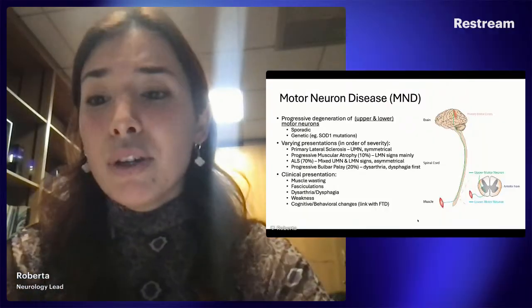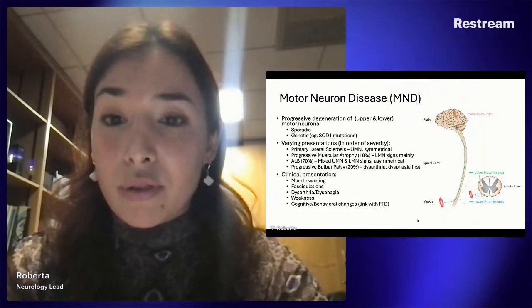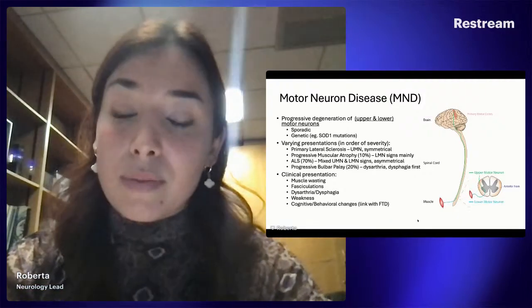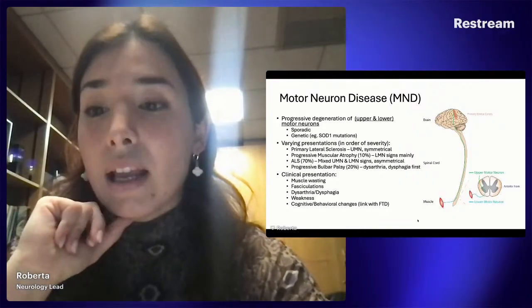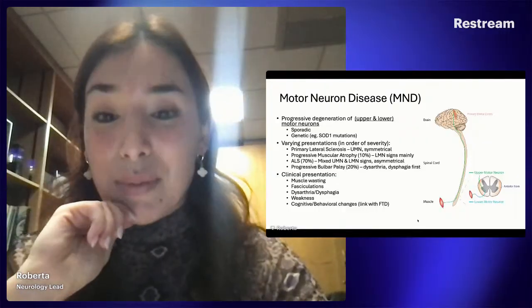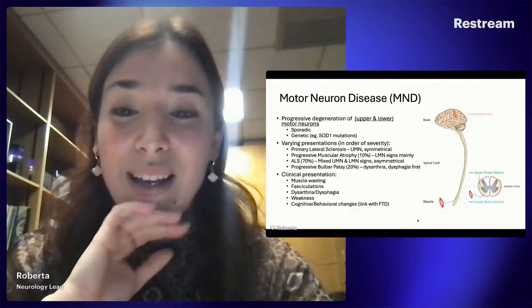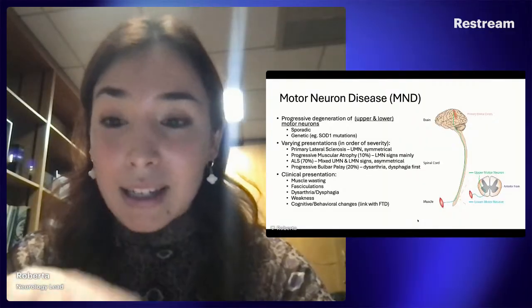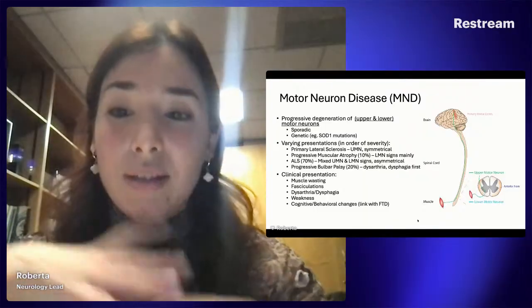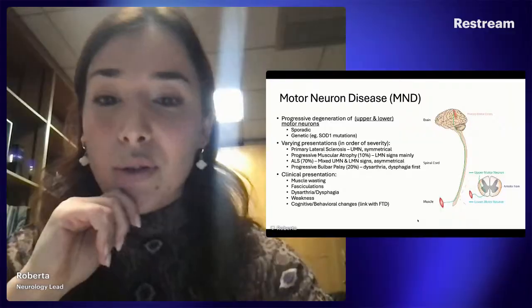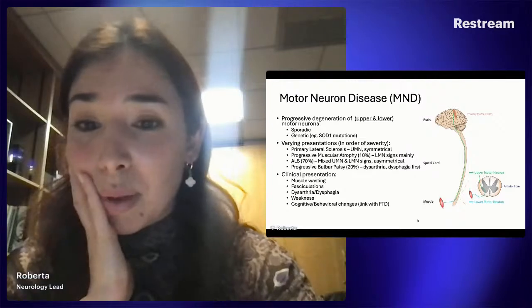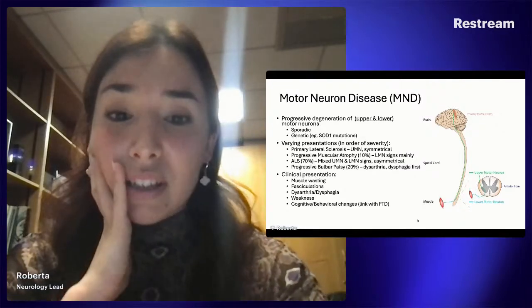So primary lateral sclerosis involves upper motor neurons mainly and is symmetrical. Progressive muscular atrophy is a small amount of cases, but it presents with lower motor neuron signs mainly. ALS is the most common one that you might have heard of, and it presents with the typical mixed picture of upper motor neuron and lower motor neuron signs, and it can be asymmetrical. And then we get progressive bulbar palsy with dysarthria and dysphagia.